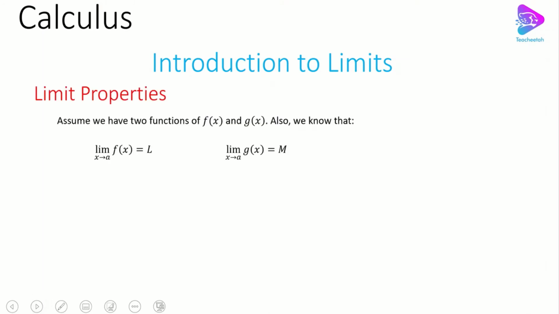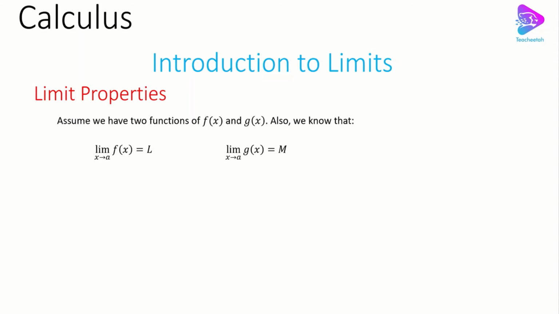So let's assume that we have two functions, f of x and g of x, and we know that the limits of these two functions exist when x approaches a. The limit of f of x when x approaches a is L, and the limit of g of x when x approaches a is m. So we can have different rules based on limits.